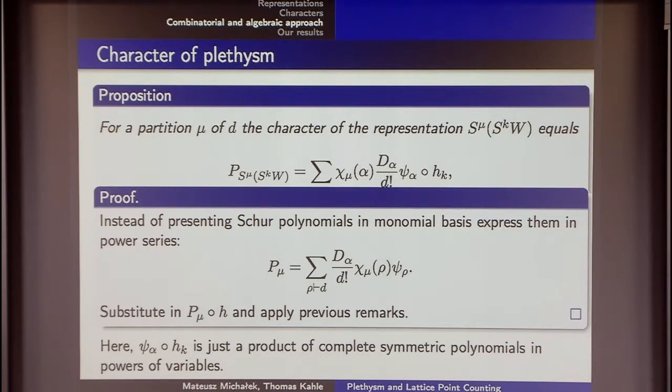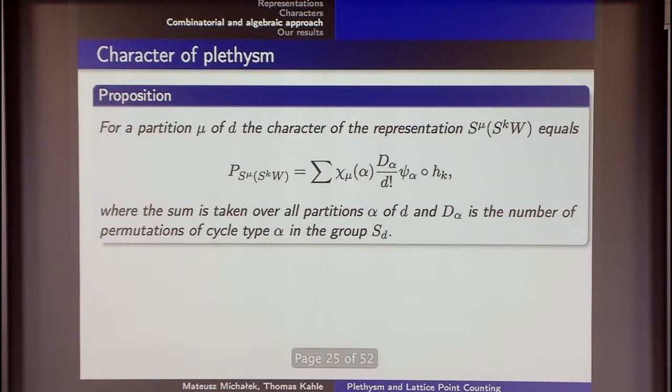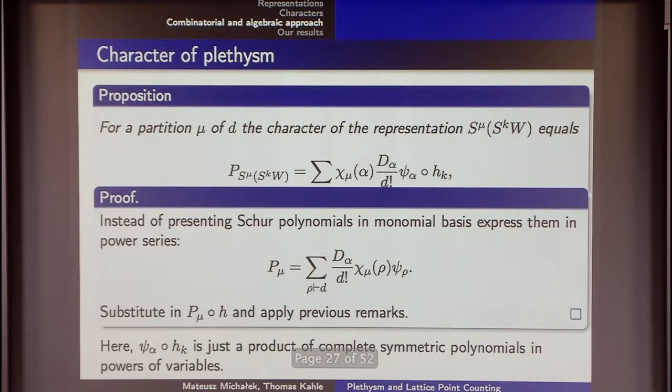What is d_alpha now? d_alpha is the number of permutations of a given cycle type. You can write a precise formula, but I think it's easier to just remember that it's the number of certain permutations. Basically, Schur-Weyl duality, right? Yes, you can derive it from Schur-Weyl duality. Yes, you can do that. Although I always did it on polynomials.